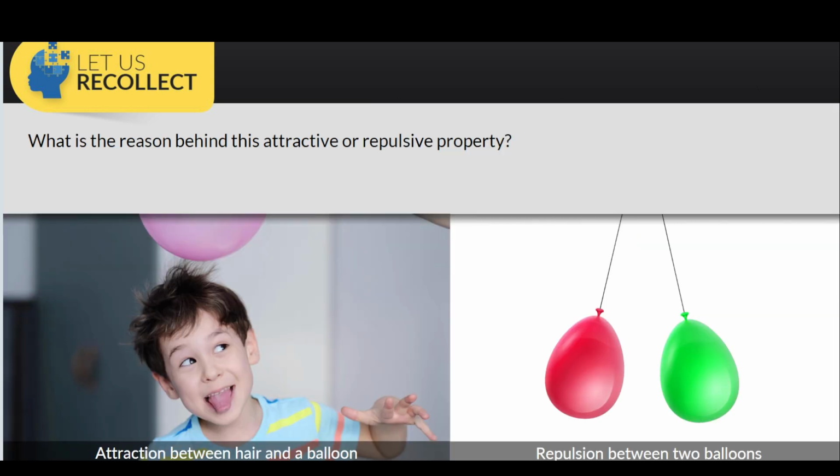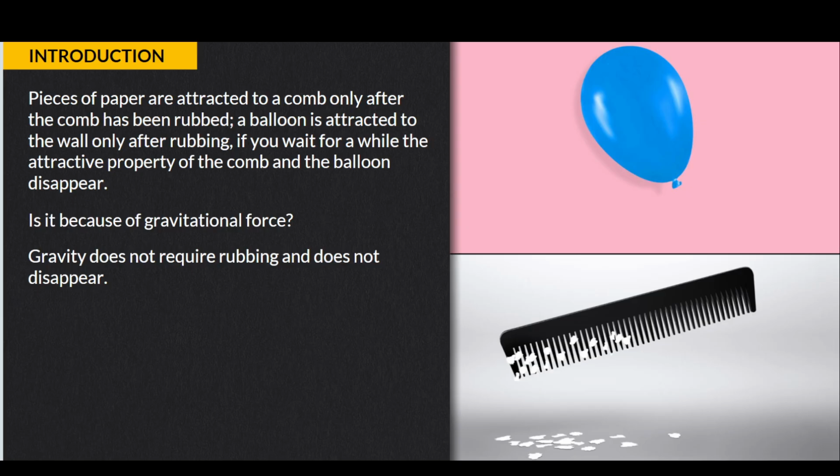So, what is the reason behind this attractive and repulsive property? Maybe because, you must have heard about gravitational force, which is a force of attraction between two masses, right? But if this is a gravitational force, first of all, that is an attractive force, a force of attraction.